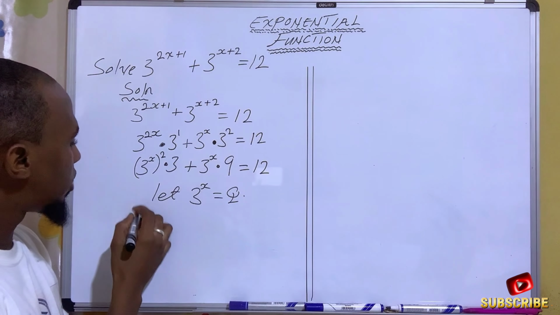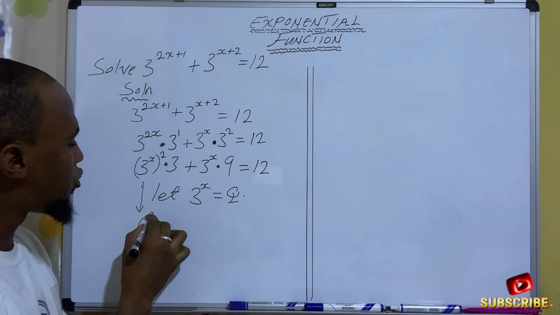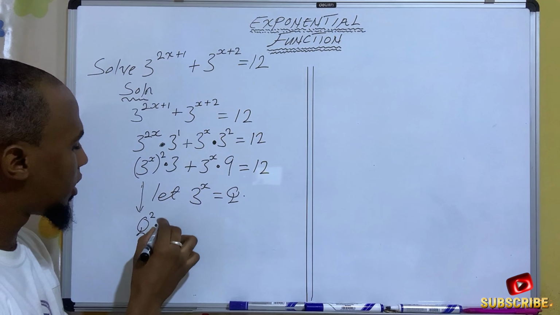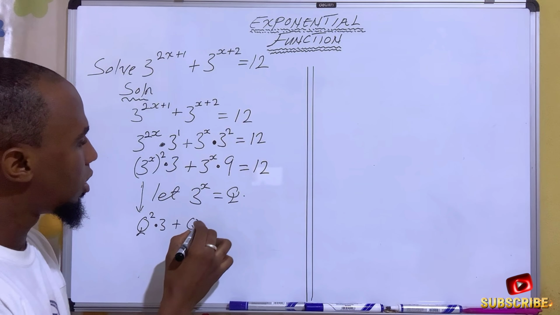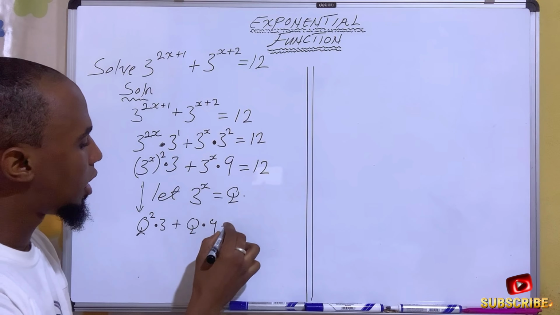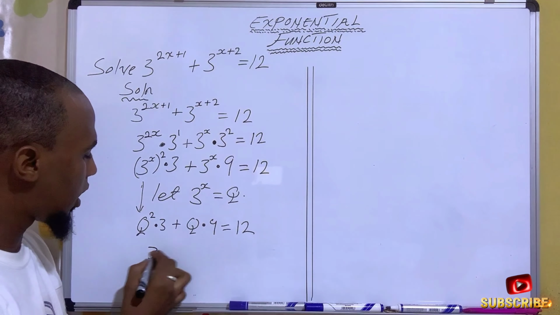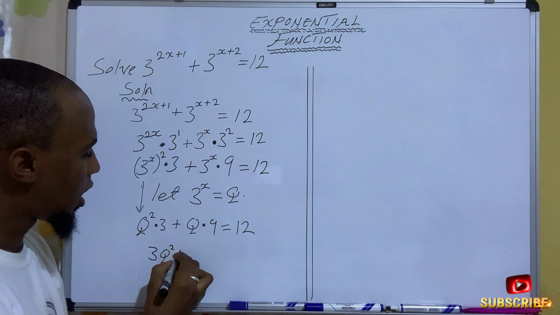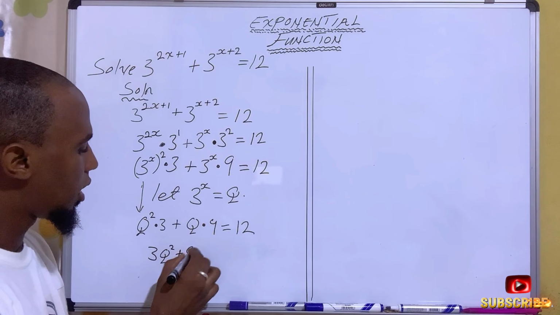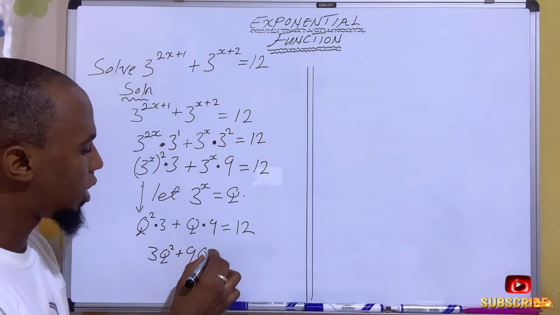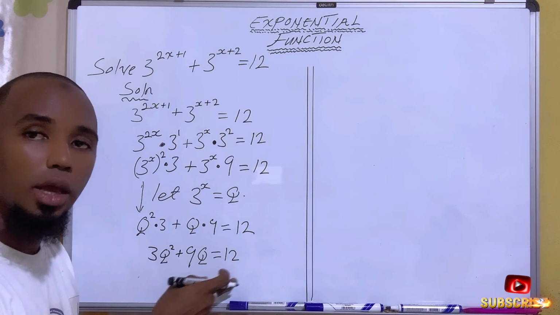Now let's do that. This is coming as q to the power 2 times 3, plus q times 9, equals 12. Automatically we are going to have 3q squared plus 9q, since q times 9 is 9q, equal to 12. Now we are having a quadratic equation here.